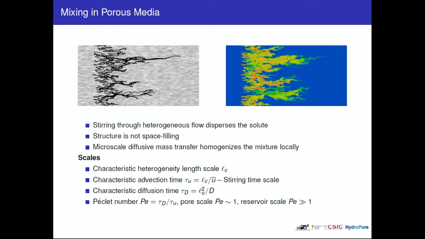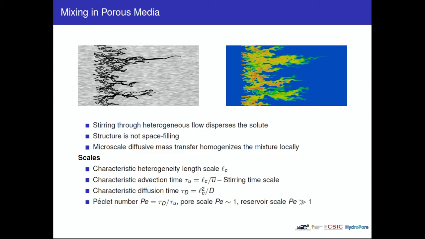So the scales that are important: the characteristic heterogeneity length scale is the correlation scale. If we are on the continuum scale, it's the correlation scale of hydraulic conductivity. On the pore scale, it's a characteristic pore size. And the characteristic time scales are the advection time, which is the stirring time scale. So the time to create this structure, I have to go at least over one heterogeneity length scale. And the characteristic diffusion time is this length scale squared over D.